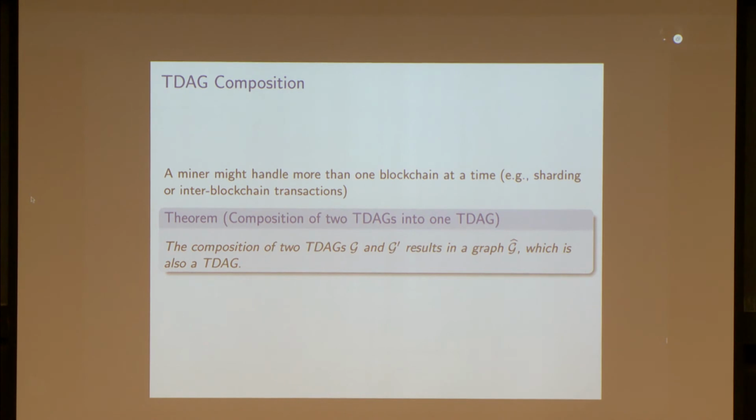We have studied that. We have given a way of composing several TDAGs and showed that if we compose two TDAGs, G and G prime, the result is also a graph, G tilde, that is also a TDAG itself. In other words, we show how you can compose two TDAGs in a safe manner, such that the result is another TDAG for which you can still reason with the properties that we have seen so far.